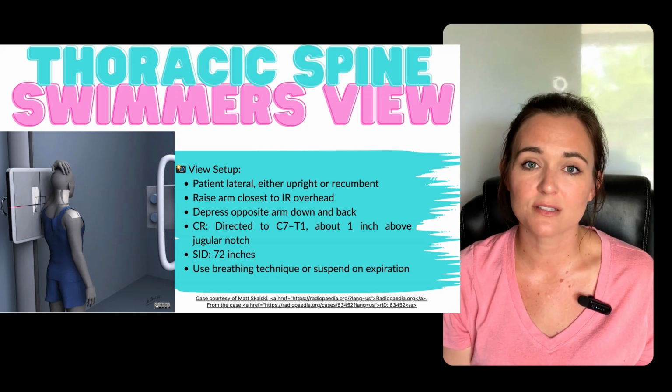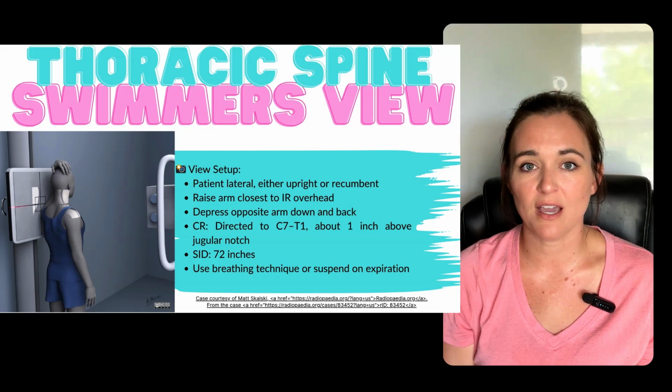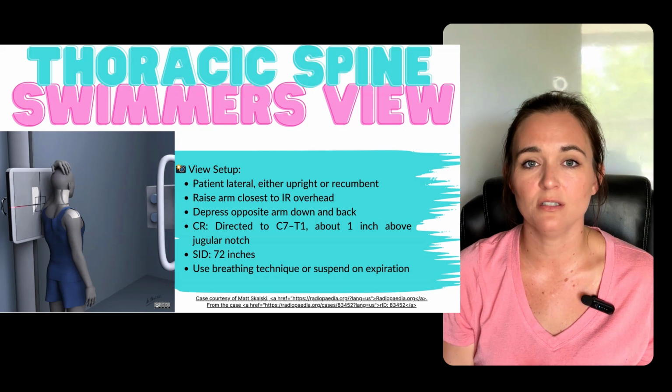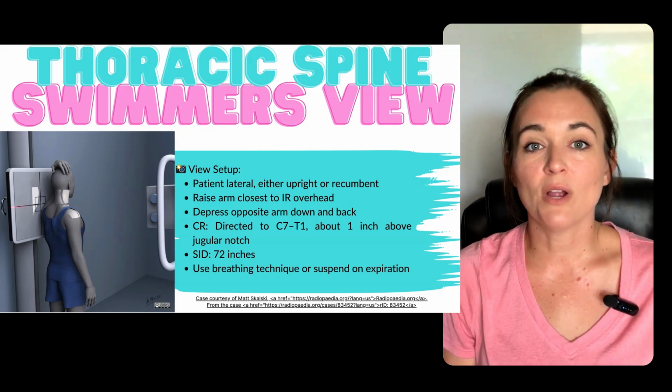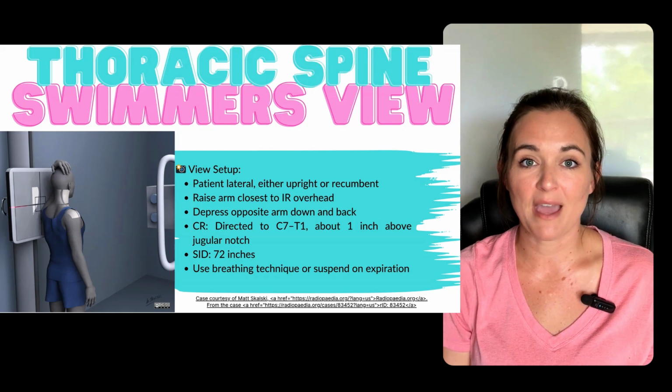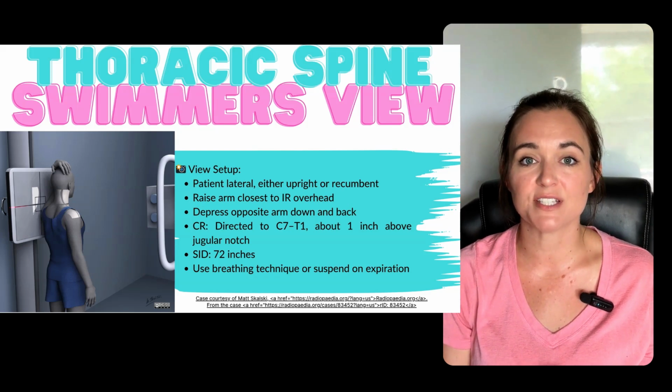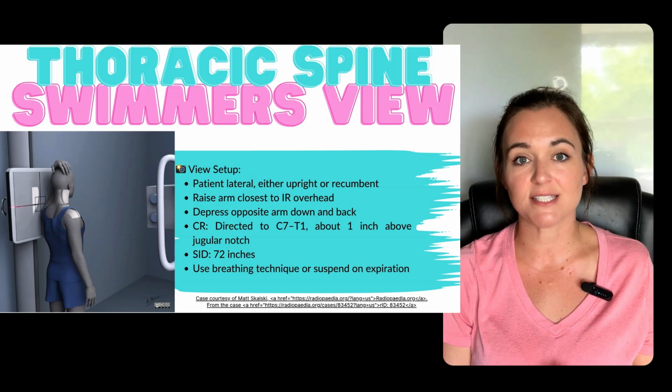Here's how it works. One arm goes up close to the IR, the opposite arm goes down and slightly posterior. The patient is still in a lateral position. The CR is centered to the C7-T1 junction, right at the base of the neck and top of the back. This position separates the shoulders just enough to see through the dense area of the thoracic inlet.